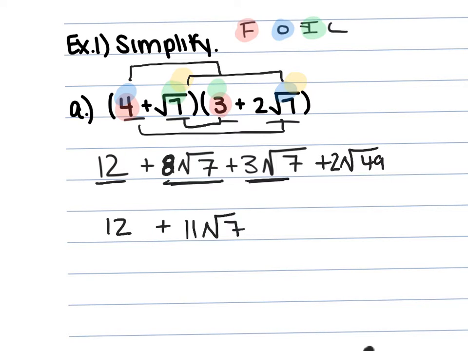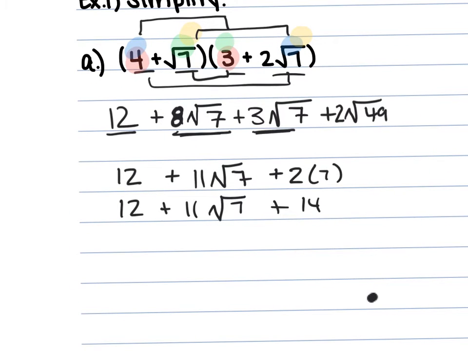And then next we've got 2 times the square root of 49. What is the square root of 49? 7. The square root of 49 is 7. So we get 12 plus 11 square root of 7 plus, what's 2 times 7? Anything left that can be combined there? Yes, 14 and 12. Okay, so we got 12 plus 14, which gives me 26 plus 11 square root of 7. There's our first one.